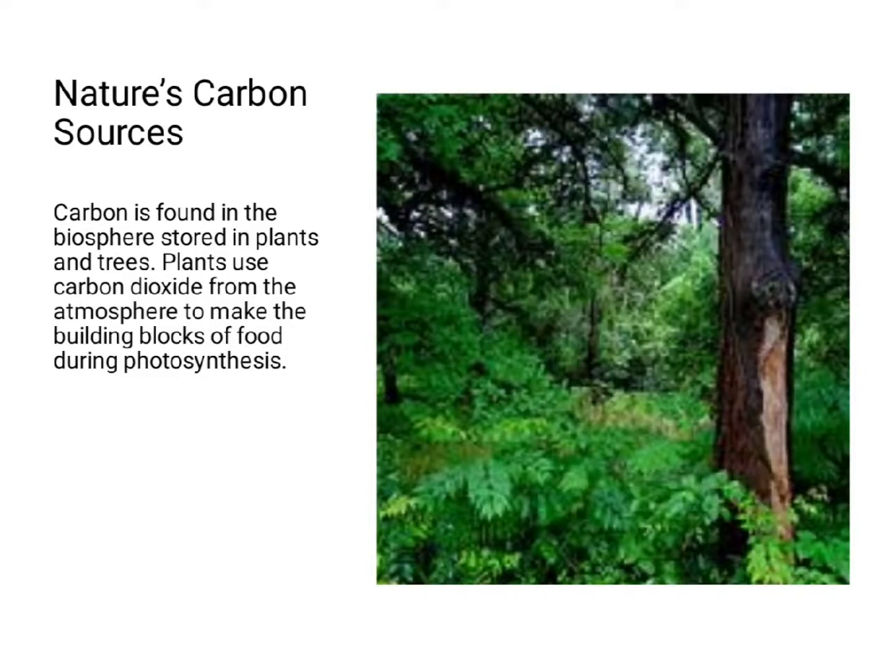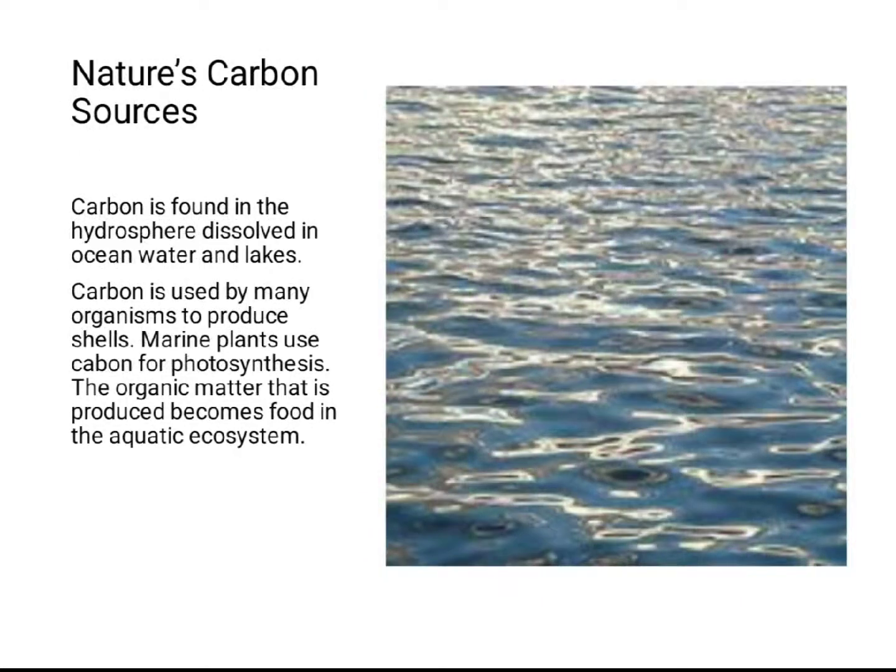Plants use carbon dioxide from the atmosphere to make the building blocks of food during photosynthesis. Carbon is also found in the hydrosphere, dissolved in ocean water and lakes. Carbon is used by many organisms to produce shells. Marine plants use carbon for photosynthesis. In the process, the organic matter that is produced becomes food in the aquatic ecosystem.